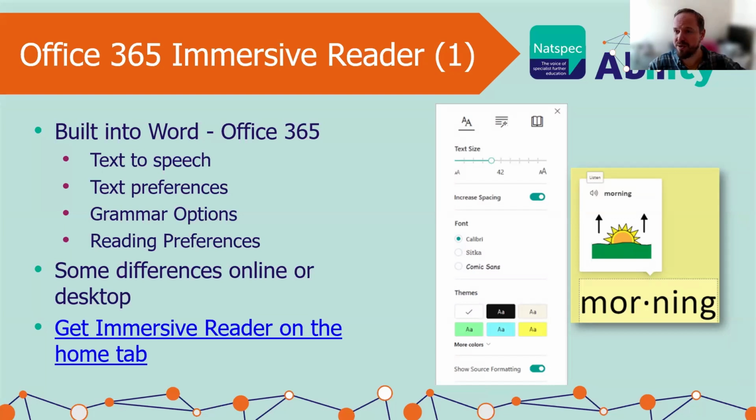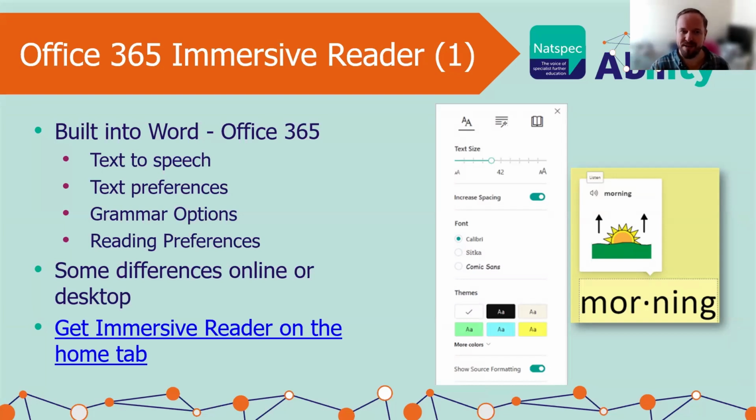They've also got grammar options as well. So you can highlight nouns, verbs, that type of thing. For reading preferences, you have an inbuilt picture dictionary, which is really useful. You've also got some translation options there as well. Now, there are some differences online or desktop as to how it will look. The picture on the right-hand side is the bar that appears on the right-hand side, which gives you an idea of what your options are within Immersive Reader.